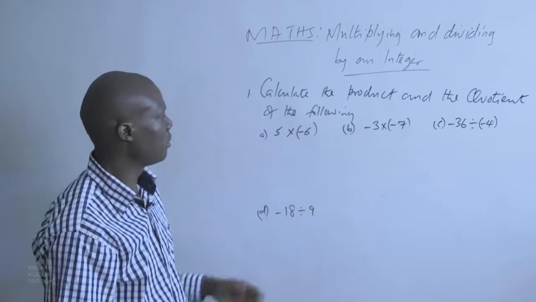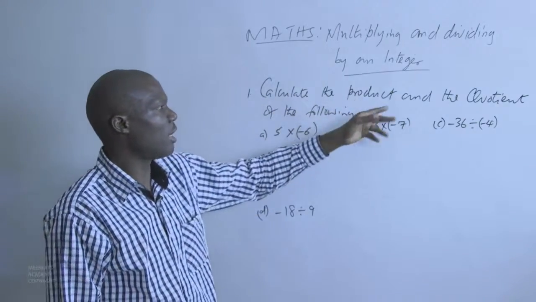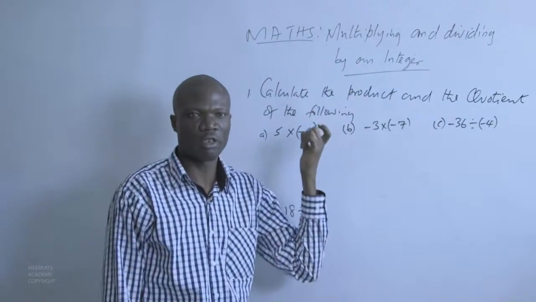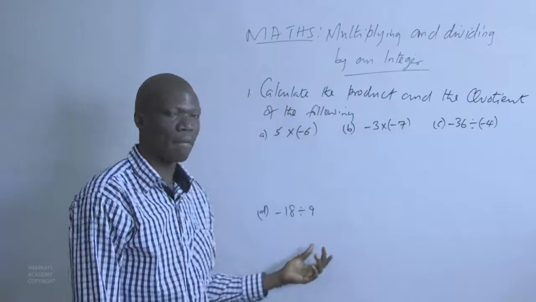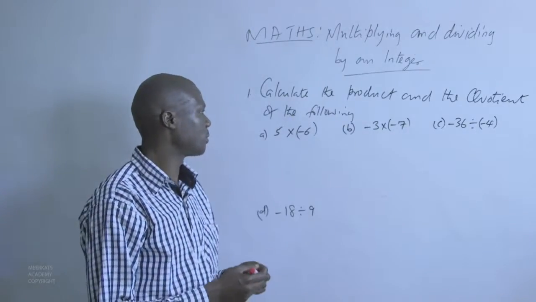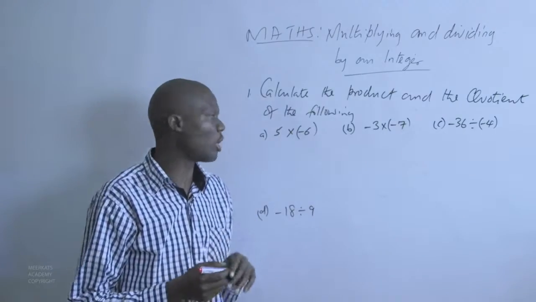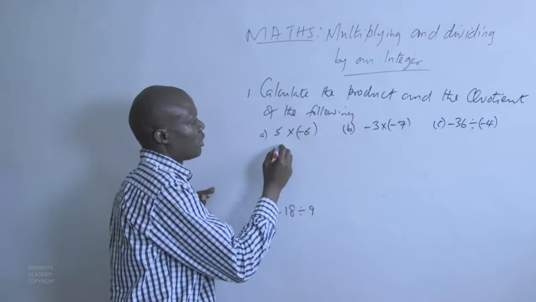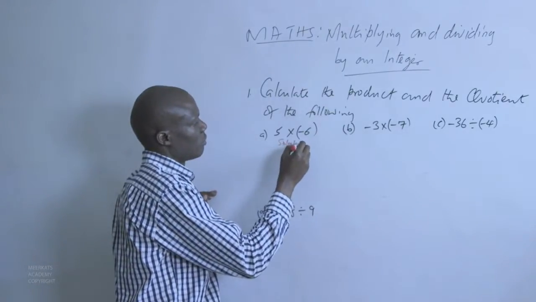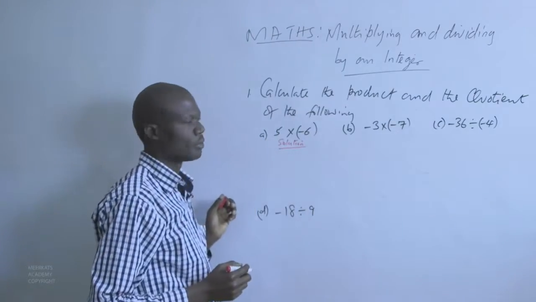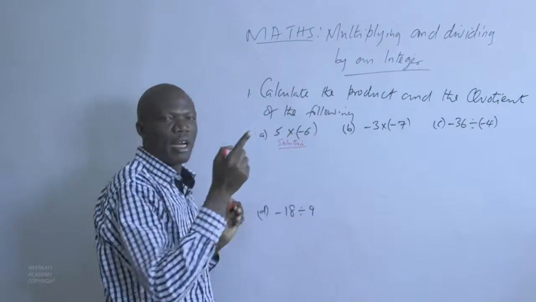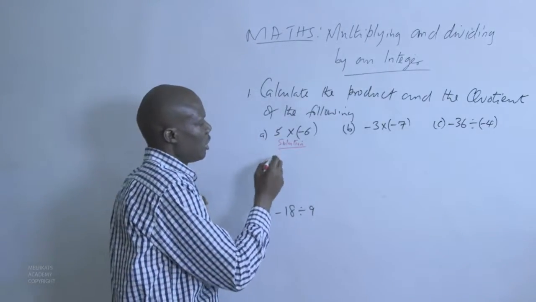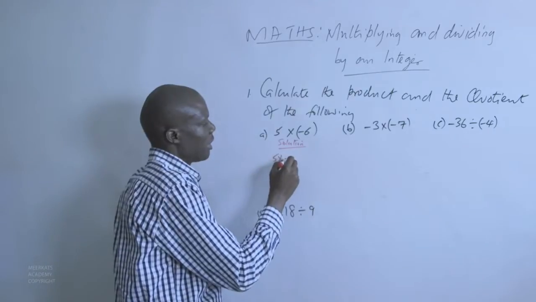So we have 4 problems. Calculate the product and the quotient of the following. A and B is calculation of the product. C and D is calculation of the quotient. So in our solution, we shall go step by step. The first one in our solution, 5 multiplied by negative 6.